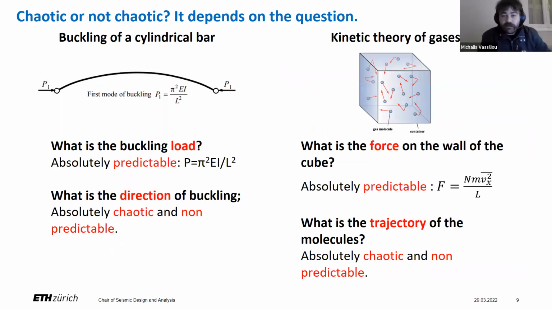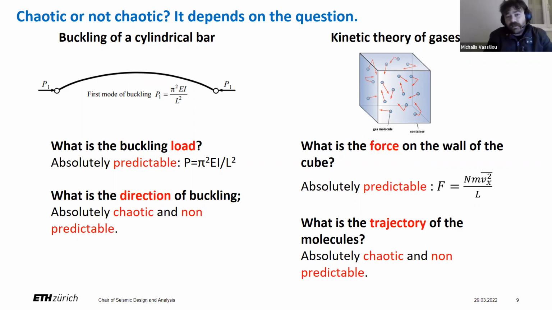What do I mean by this? Take, for example, the buckling load of a cylindrical bar. If we ask, what is the buckling load? This is absolutely predictable. Euler found it some centuries ago. If we ask, what is the direction of buckling? This is absolutely chaotic and non-predictable. Does this mean that we will not design compression members?